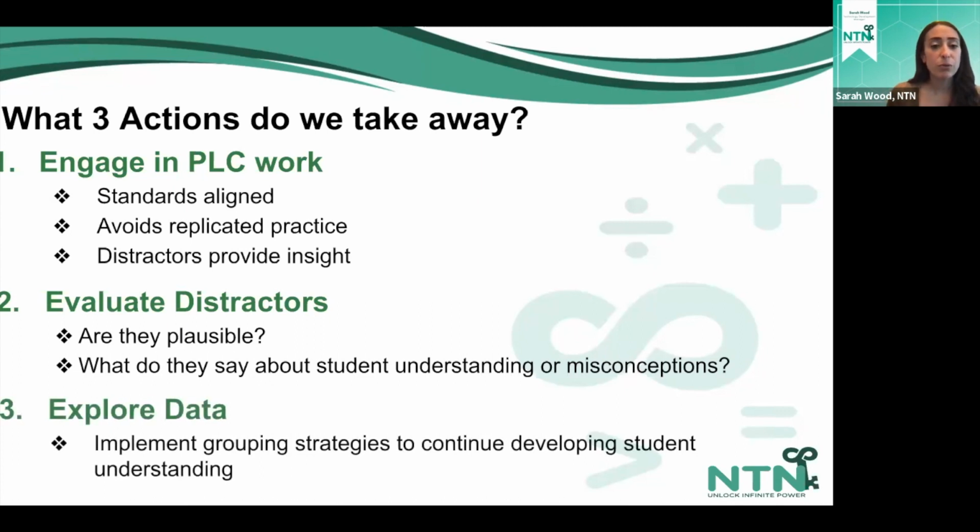And then number 3 is really exploring that data. As you're grouping students, it's not just, okay, these students got this question correct, or this student got this question incorrect, or this is the percentage level they're falling into. It's really diving into whether there are common distractors that students are selecting across the board. What does that tell us about the misconceptions or student understanding, to help hone in on how we can continue to develop understanding moving forward? Those are the 3 action item takeaways from evaluating the types of data and what it tells you about instructional decisions moving forward.